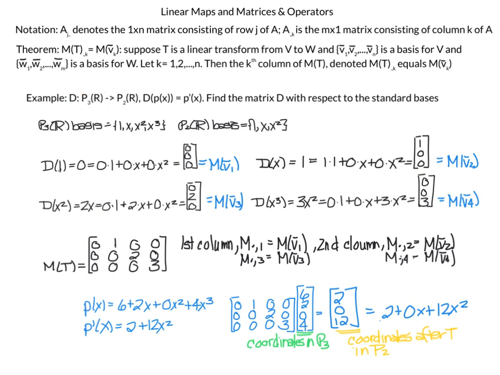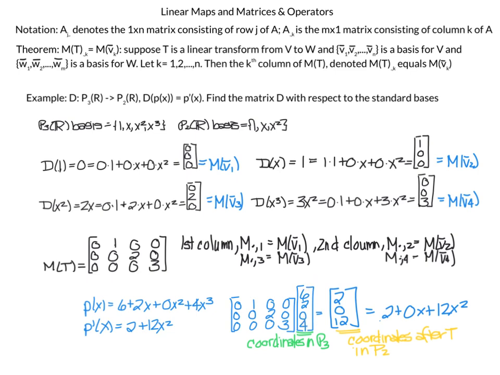So let's say our polynomial is equal to 6 plus 2x plus 0x squared plus 4x cubed. Our derivative then would be equal to 2 plus 12x squared. What we can do now is take our matrix of our transformation, which is the columns 0, 0, 0, 1, 0, 0, 0, 2, 0, and 0, 0, 3. We can multiply now by the vector that represents this starting polynomial, and the vector is going to be 6, 2, 0, 4 over here.